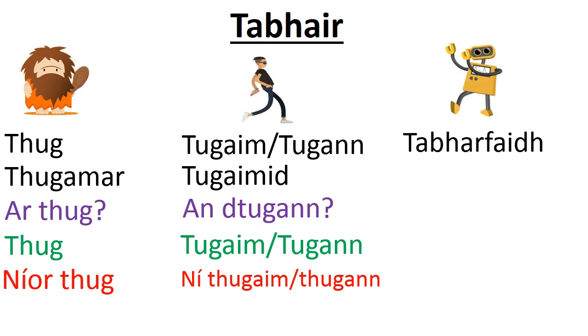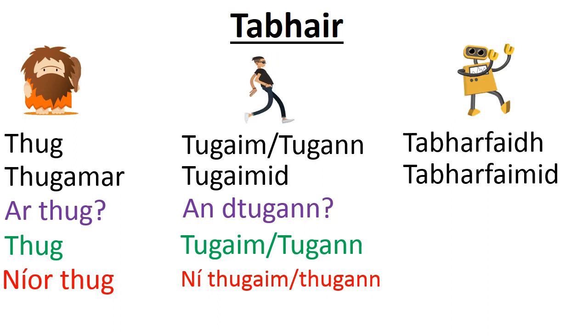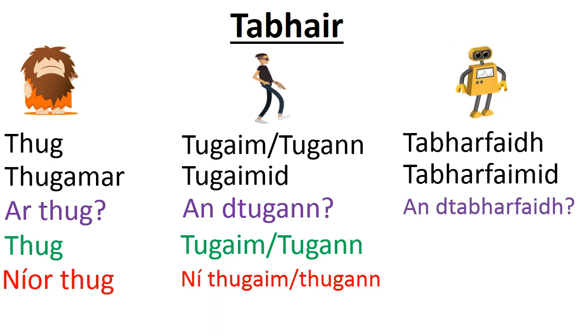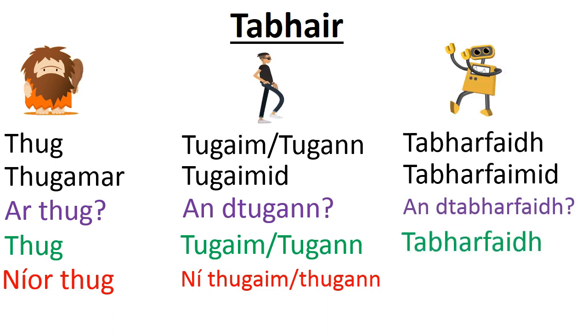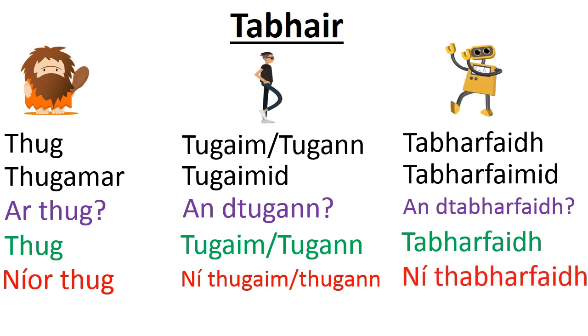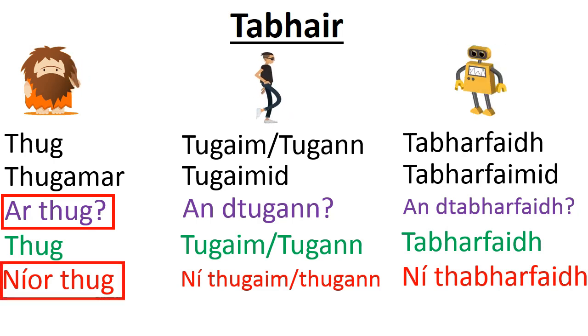Tabharfaidh mé, tabharfaidh tú, tabharfaidh sé, tabharfaidh sí, tabharfaimid, or tabharfaimid. Again, some people pronounce that second F like an H, some people pronounce it like an F. They're both correct. Tabharfaimid. The question, an with an urú. An dtabharfaidh? Tabharfaidh, I will give. Ní thabharfaidh, I won't give. So that's tabhair, the verb to give.